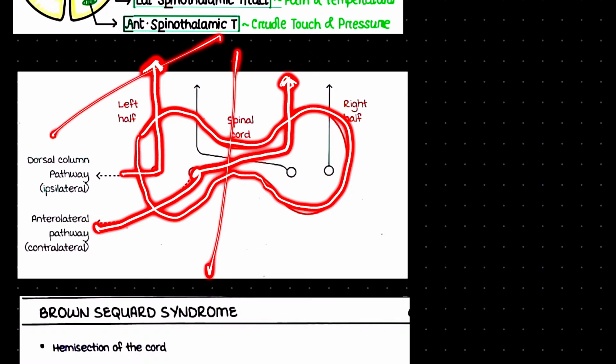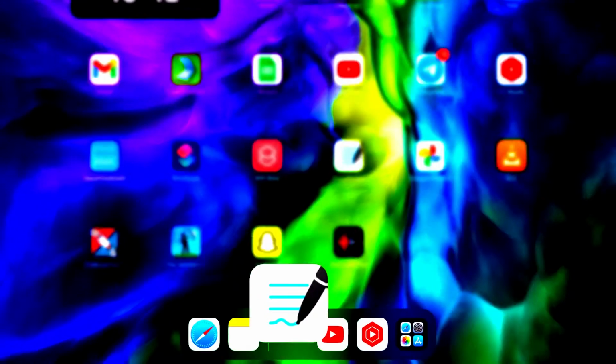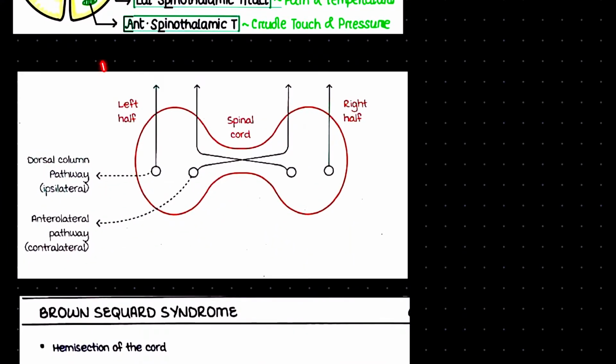Now if this part of the spinal cord is damaged, then on this side of the body the various senses carried by the dorsal column pathway will not be carried, and the sensation carried by the anterolateral pathway will not function in this region. Not only that, but if this region is damaged, then obviously this anterolateral pathway of this side, which was moving on this side, will also be damaged.